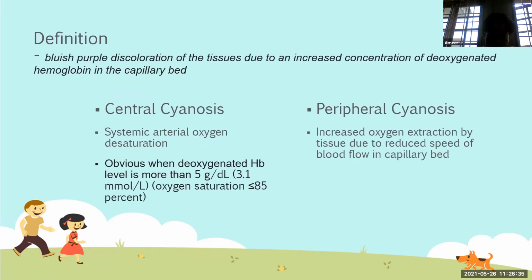Okay, first, before we go further, we need to know what cyanosis is. Cyanosis is bluish purple discoloration of the tissue, which is caused by increased concentration of deoxygenated hemoglobin in the capillary bed. So there are two types of cyanosis. First one is central cyanosis.